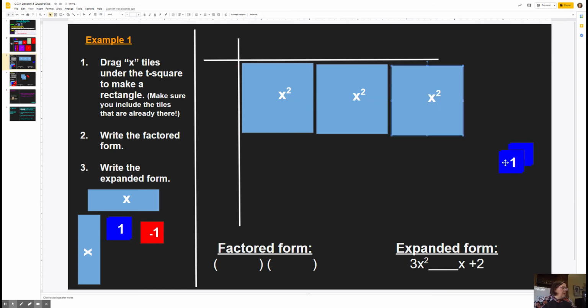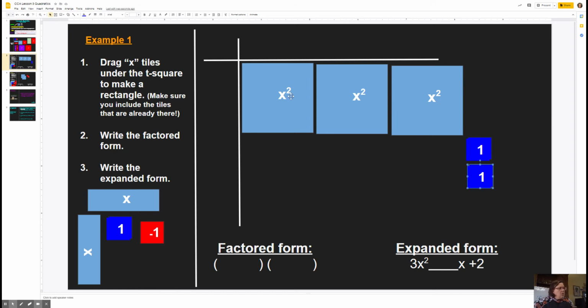Now, I notice I've also got these 1s that are here. If I drag this 1, this isn't going to make a complete rectangle like we talked about yesterday. So what I'm going to do is put this here, and I'm going to put it here. Now, like I said, the directions in here say I need to drag these X tiles to fill this in and make a rectangle. Before I do that, why don't you, on your paper, go ahead and sketch these.